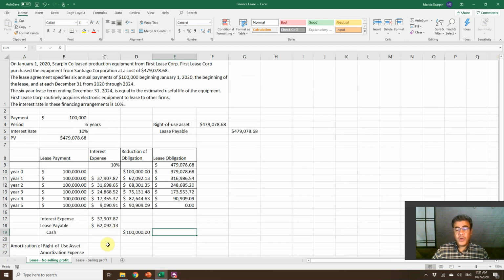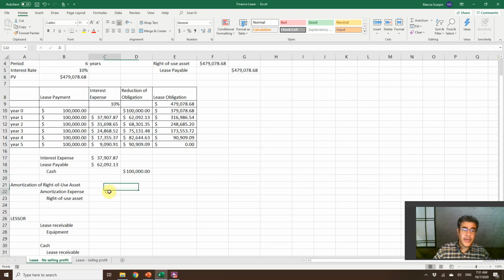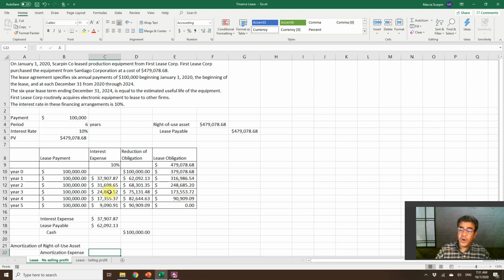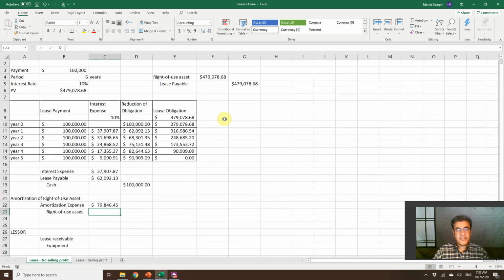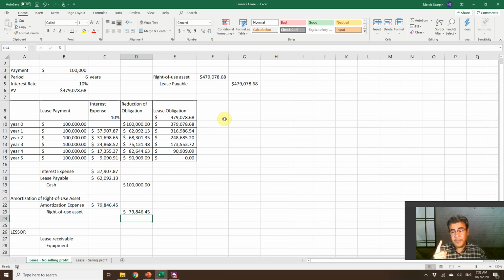And we need to amortize this right of use asset. How do we do that? Just like any other amortization, the right of use asset, our present value here, divided by service life. The 6 year lease is equal to the estimated useful life. So our useful life is 6 years. And our credit, remember, we don't have accumulated amortization. So our credit is in the asset. So here we have the lessee.